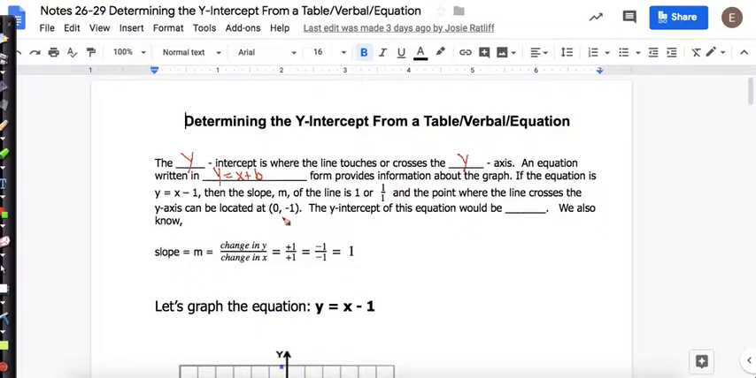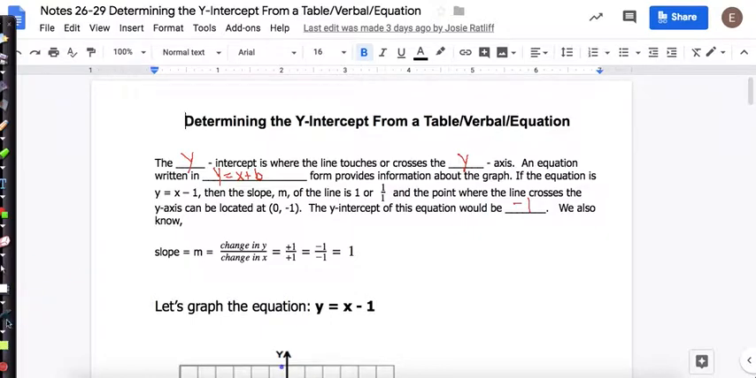So let me say that one more time. When the x value is 0, the y value will be the y-intercept. So the y-intercept here is negative 1. So the y-intercept of this equation would be negative 1. We also know that slope equals m, and m equals change in y over change in x, which equals positive 1, up positive 1 over positive 1, or it also equals down negative 1 over negative 1, which equals a slope of positive 1.